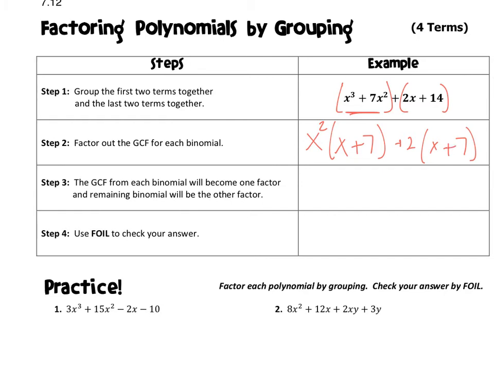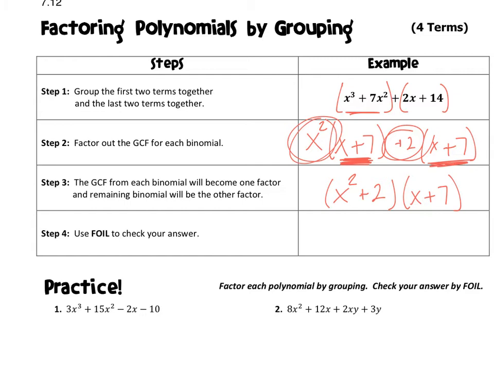And this is how we know we did grouping correctly, because it says the greatest common factor from each binomial will become one factor, and the remaining binomial will be the other one. So we have to have the same binomial here. That is one of my answers, x plus 7. The other binomial I get from my 2 greatest common factors, here and here. So the other one turns into x squared plus 2.